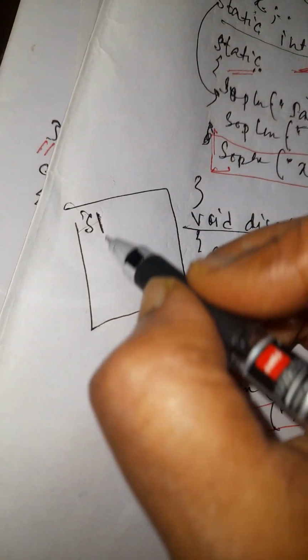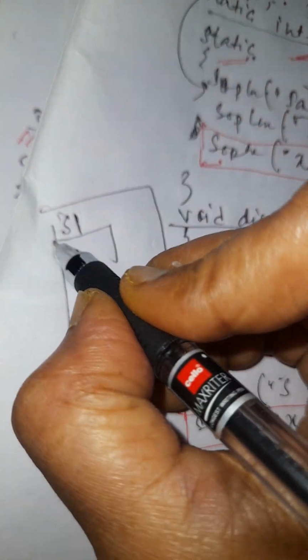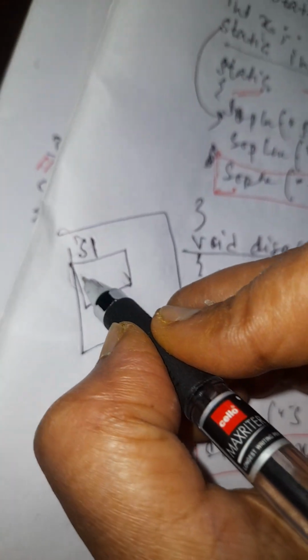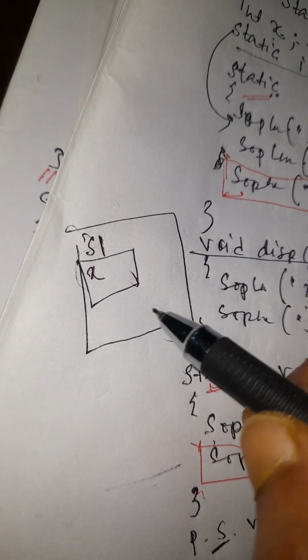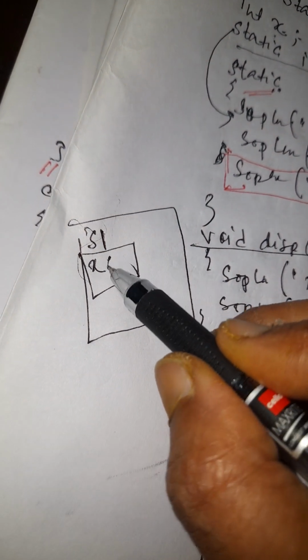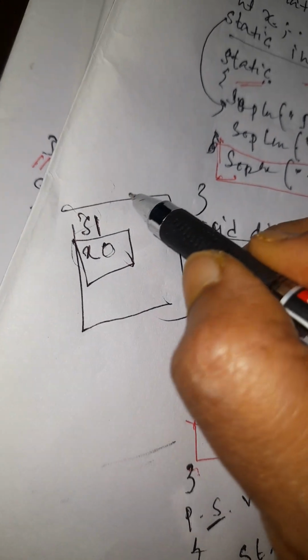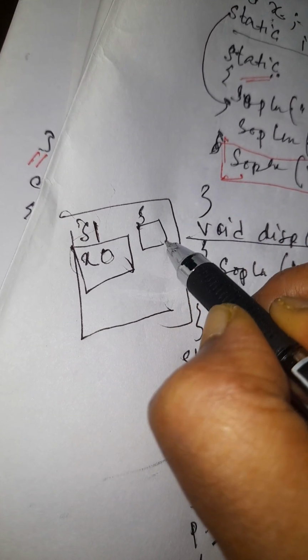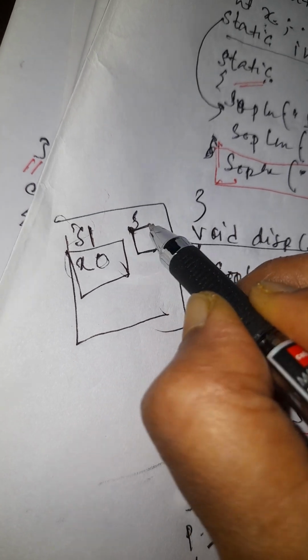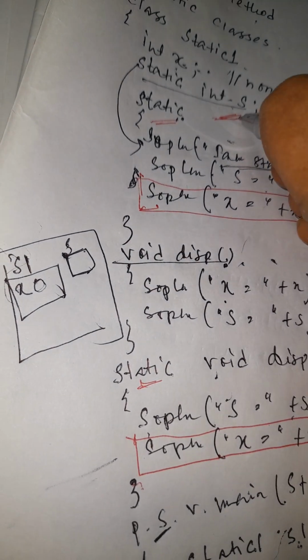It occupies some space within the memory. So within s1, what do we have? We have one x variable, one display method and disp. So x also occupies some space, and s is the common space. This is s. What is s? s is my static variable.